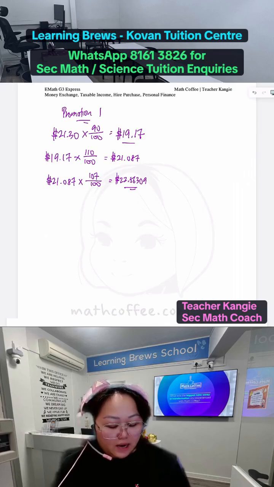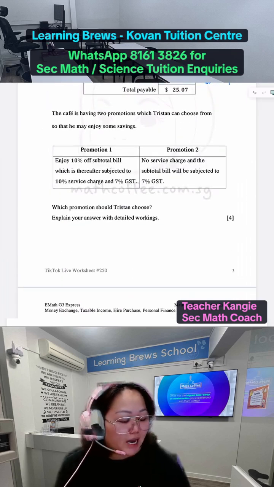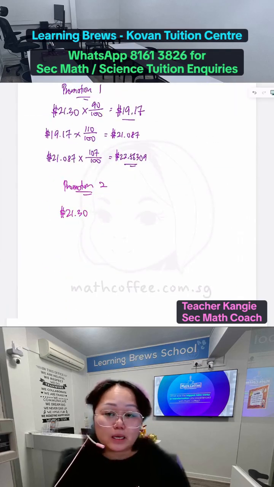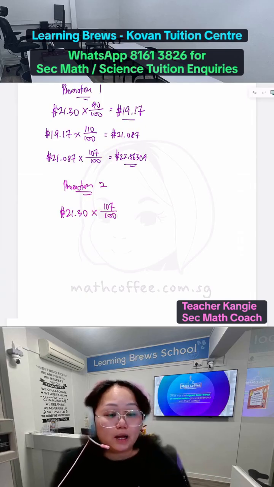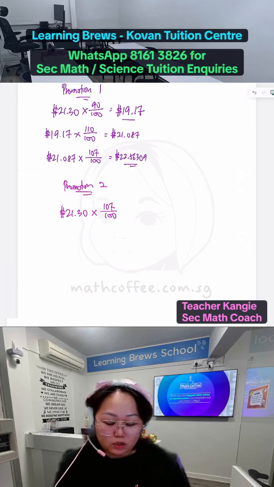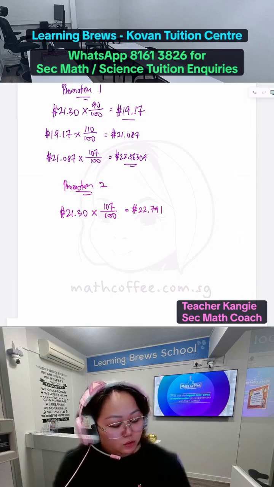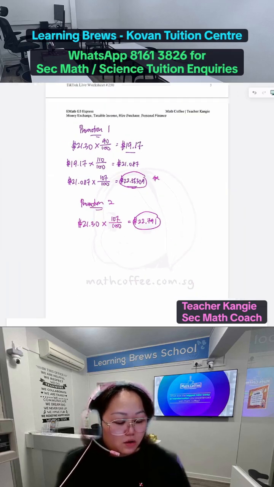Okay, then after that, you have to calculate for promotion 2. Promotion 2 is what? Let's see. They say that no service charge and the subtotal bill will be subject to 7% GST. So it means that straight away, this $21.30, there's no service charge, so I multiply it by 107 over 100, because they only calculate the GST. So 21.30 multiplied by 1.07 will give us $22.791.